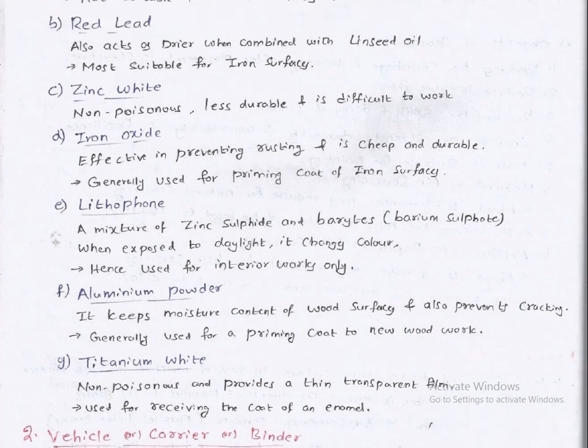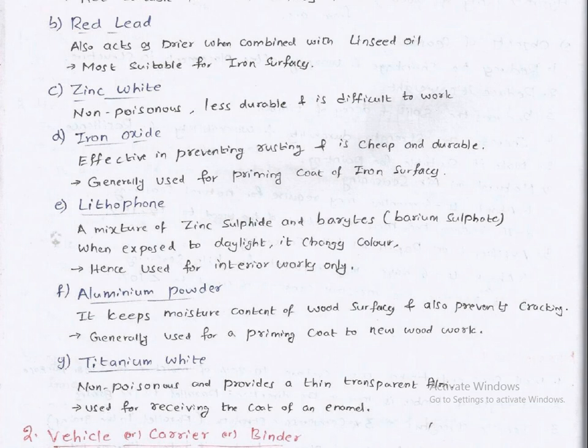Lithophone, the mixture of zinc oxide and barium sulfate. When exposed to daylight, it changes color, hence used for interior work only. Aluminum powder keeps the moisture content of wood surface and also prevents cracking. Generally used for priming coat and new woodwork. Titanium white, non-poisonous and provides a thin transparent film, used for receiving the final coat of an enamel.